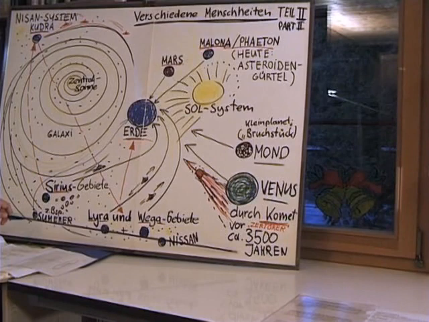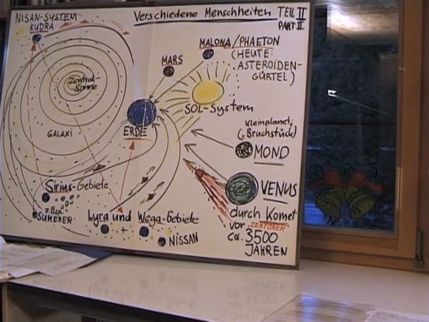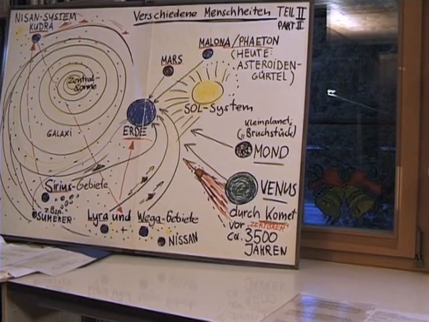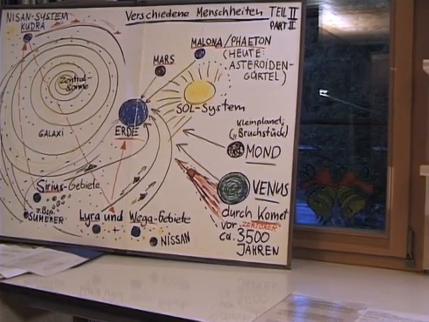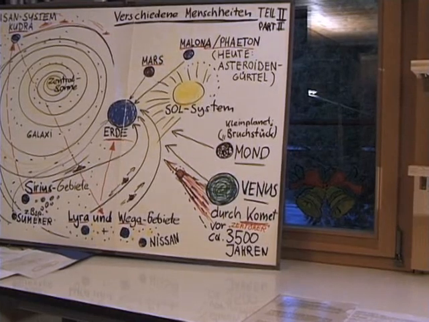Venus was pulled past the Earth by the Destroyer comet about 3,500 years ago, which triggered a great catastrophe. Through that, minor Atlantis in today's Aegean Sea was also destroyed, that is to say, Santorini, where the volcano and everything exploded into the sea.